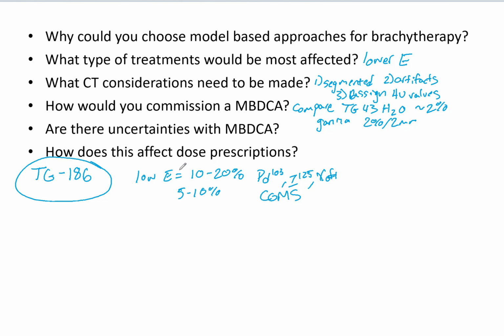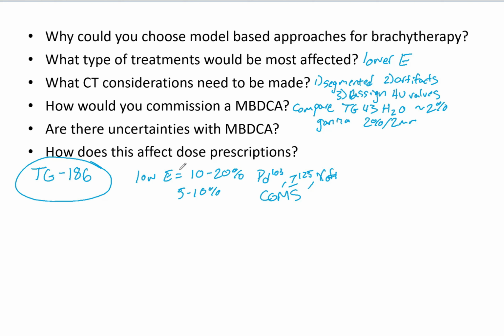And now, how does this affect dose prescriptions? So, remember, we have been treating with TG43. We know that the dose distribution we're seeing on the computer isn't exactly what's being given. So, that poses a question, well, should we change the dose prescription now, the dose schemes that we're all used to? Because now we're actually seeing what dose we are being given.